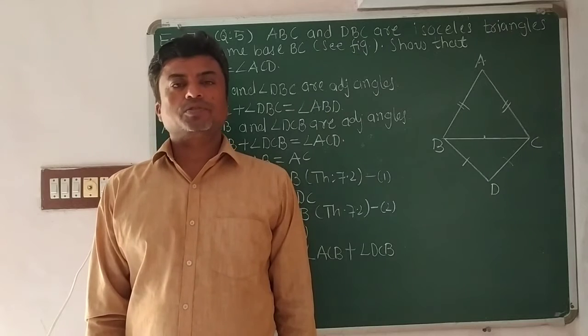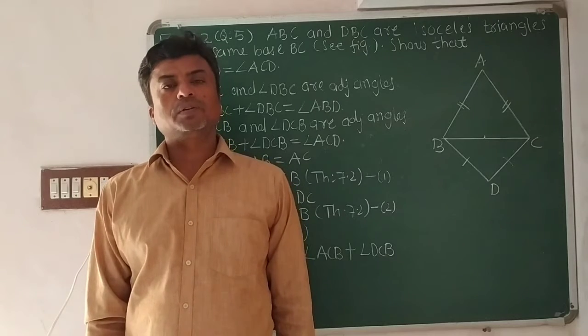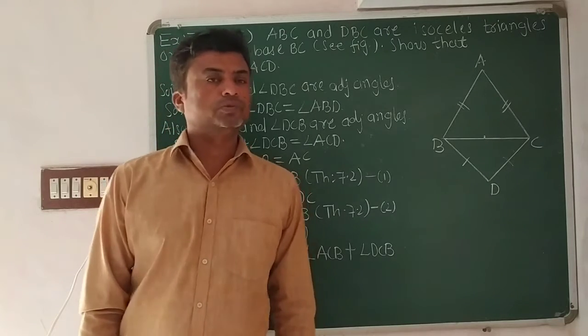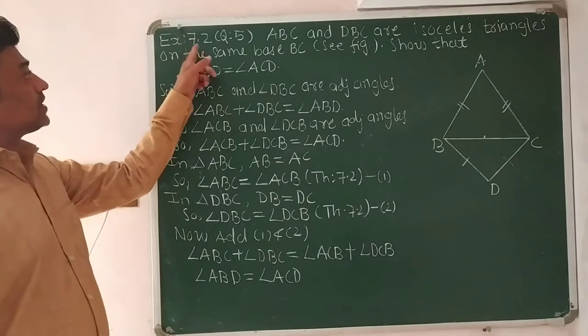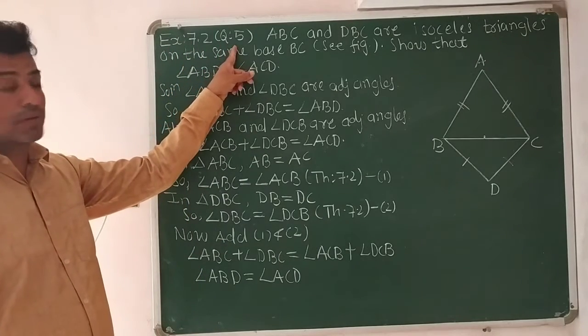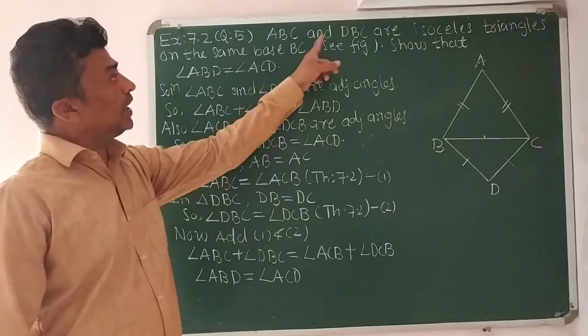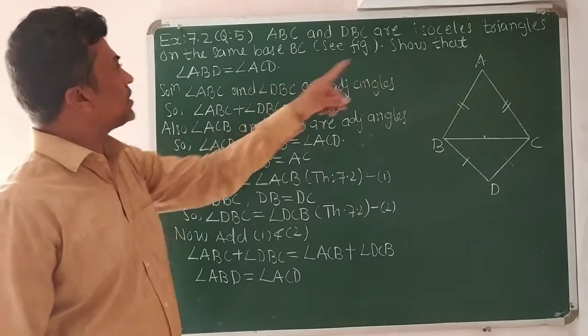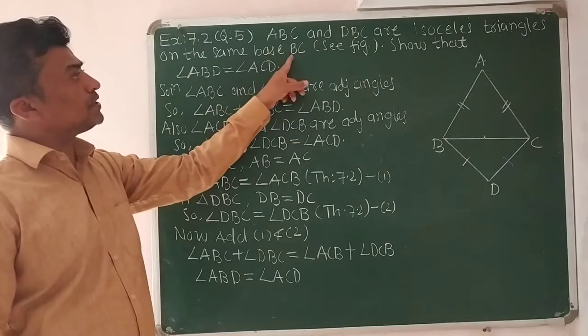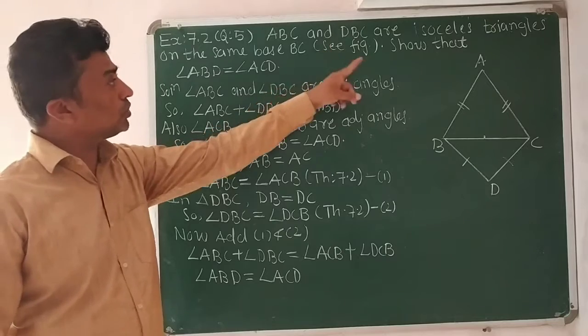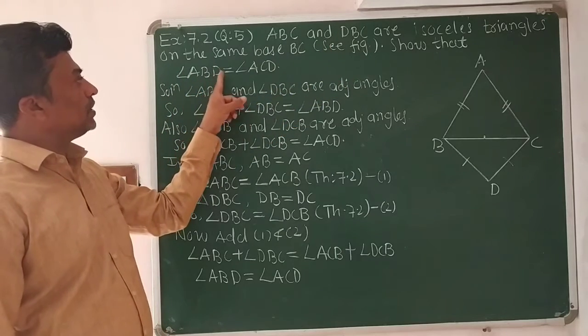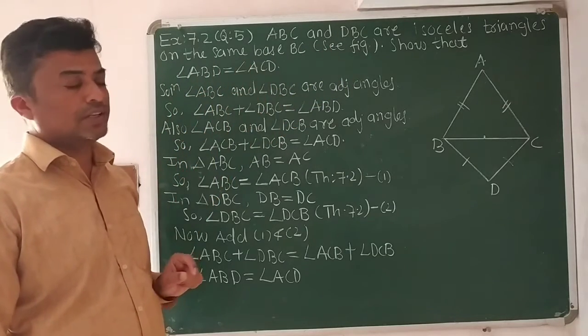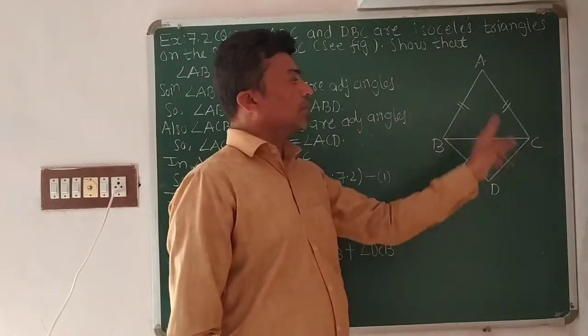Good morning students. Today we will discuss one example of exercise 7.2. See children, exercise 7.2 question number 5. ABC and DBC are isosceles triangles on the same base BC. See the figure. Show that angle ABD is equal to angle ACD, and this figure is given to us.